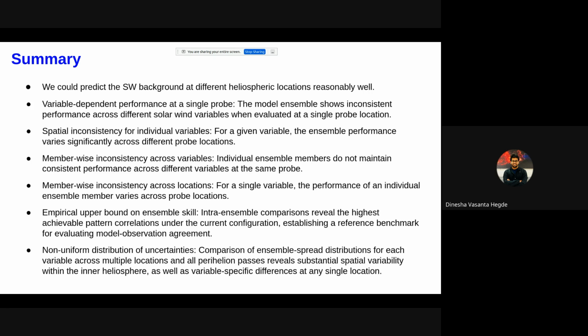And we have member-wise inconsistency. Of course, this is the uncertainty we are dealing with, and then the member-wise inconsistency across locations. And then we have some empirical upper bound, which can be calculated for any set of ensemble members this way, just to check what the saturation limit is. And then the non-uniform distribution of uncertainties and comparison of this ensemble spread distribution shows that this changes across multiple locations and variables. So we need to take care of these uncertainties and then calculate all other downstream applications based on the solar wind background.